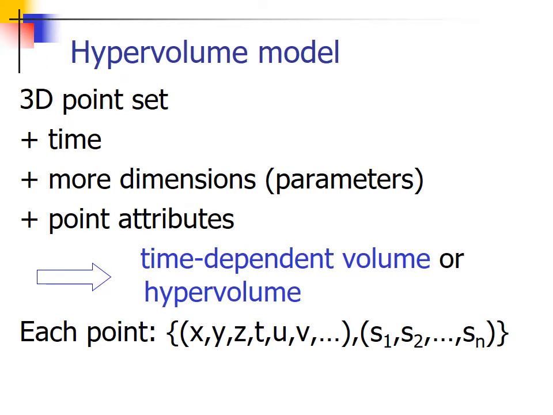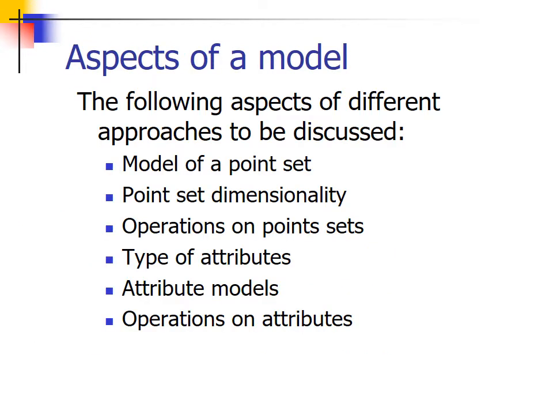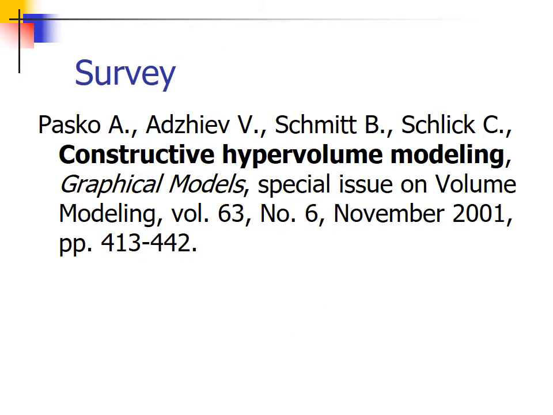This hypervolume model consists of a 3D point set with time, with additional dimensions as parameters, and with point attributes. In other words, it's a time-dependent volume, or hypervolume. Each point is represented by the following tuple. The following aspects of different approaches we will consider now: the model of point set dimensionality, operations on point sets, type of attributes, attribute models, and operations on attributes. The details of the above-mentioned approaches you can find in this article.